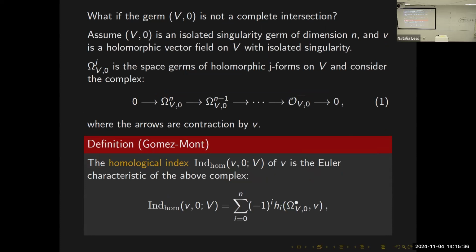what is called the homological index. So forget for a moment about this index I defined, and take an isolated singularity of any dimension and a holomorphic vector field. Now, assume the vector field is holomorphic. Now, consider for each j, the j-differential forms, germs of forms on V. Given such a form, you can take the contraction by the vector field, and it gives you a complex. Since the vector field and V have isolated singularity, one has that the homology groups of this complex are finite dimensional. And you can take the Euler characteristic of this complex. That's a number, a finite, well-defined number. That's by definition the homological index. Okay, here's the homological index.